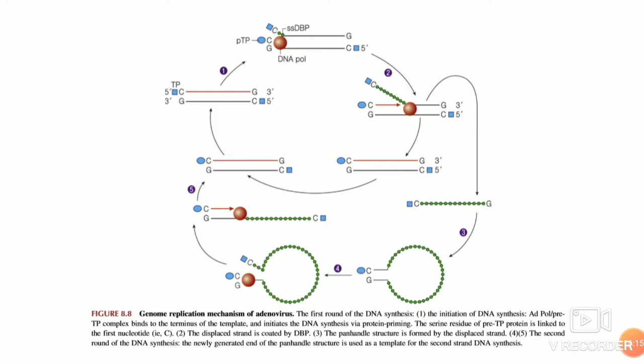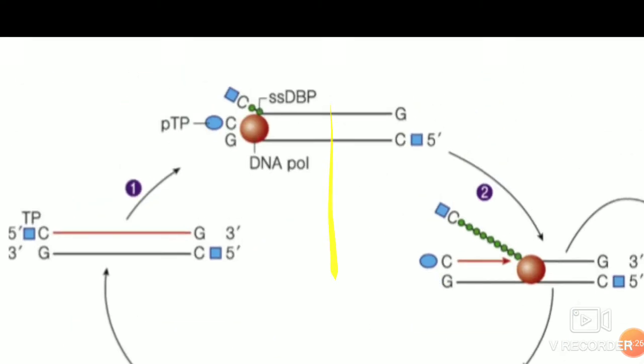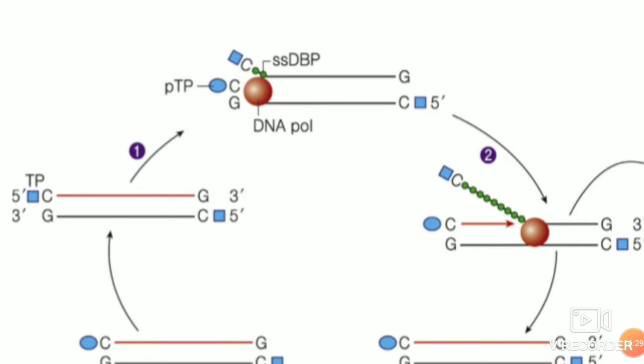So the late phase involves genome replication, capsid assembly, and release. Now, for genome replication, the three proteins which are very important are the DNA polymerase, the precursor or pre-terminal protein, and the DNA binding protein. This DNA polymerase is very important for replication of the genome. It initiates the DNA synthesis using protein priming, that is, the serine of the pre-terminal protein.